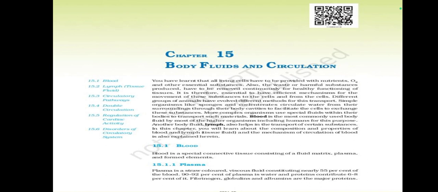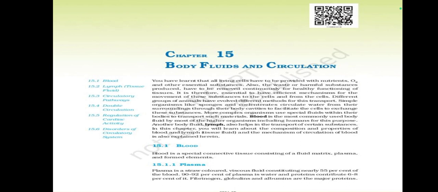In this chapter, you will learn about the composition and properties of blood and lymph (tissue fluid), and the mechanism of circulation of blood is also explained herein. Blood is a special connective tissue consisting of a fluid matrix, plasma, and formed elements. Plasma is a straw colored viscous fluid constituting nearly 55% of the blood. 90 to 92% of plasma is water, and proteins contribute 6 to 8% of it.